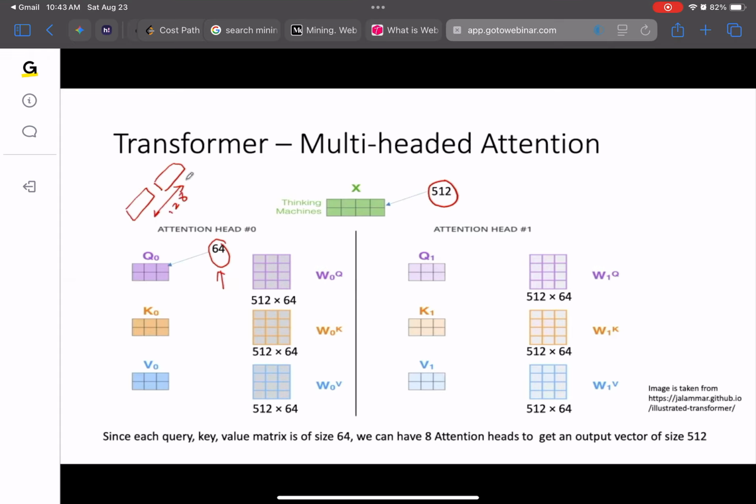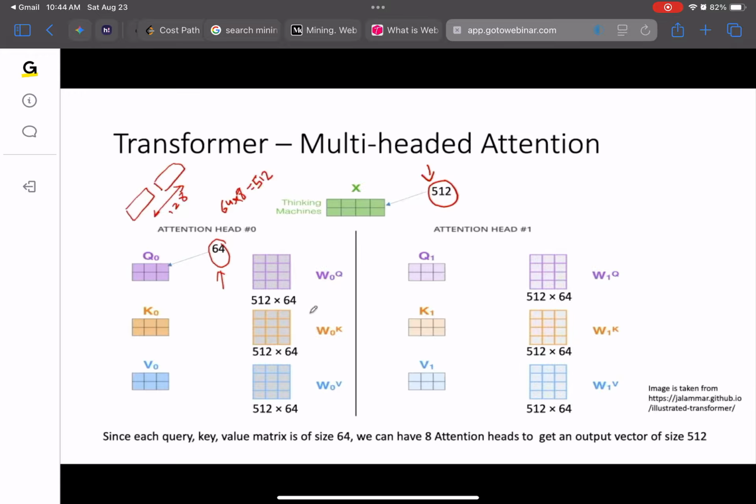So similarly, if you concatenate eight such vectors, you get a contextual embedding that is of size 512. So 64 into 8 is actually 512. So that is basically the dimensionality of the input word.